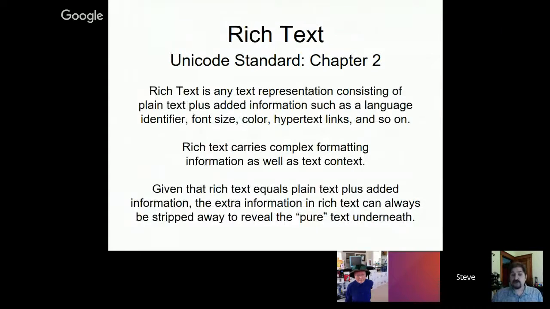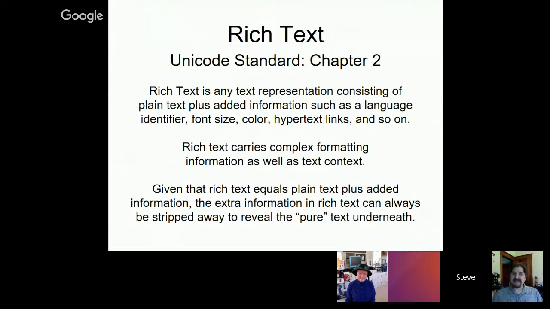There is something also called rich text. Unicode Standard Chapter 2 again: rich text is any text representation consisting of plain text plus added information such as language identifier, font size, color, hyperlinks, and so on. They say that rich text carries complex formatting information as well as text content.